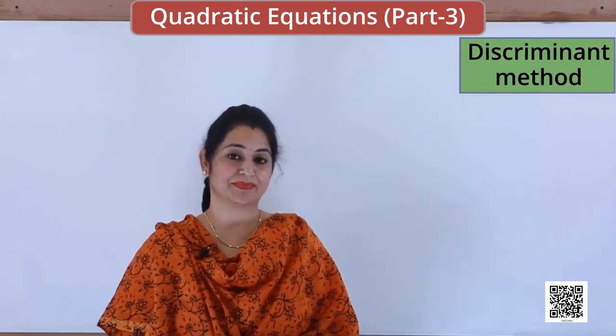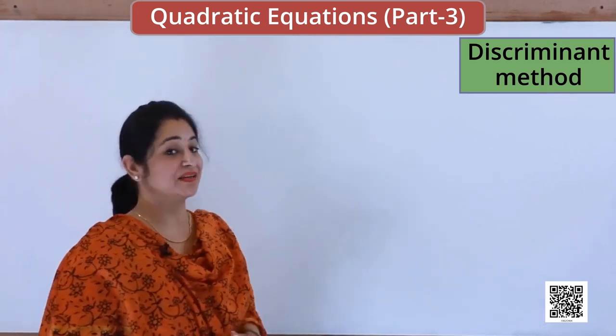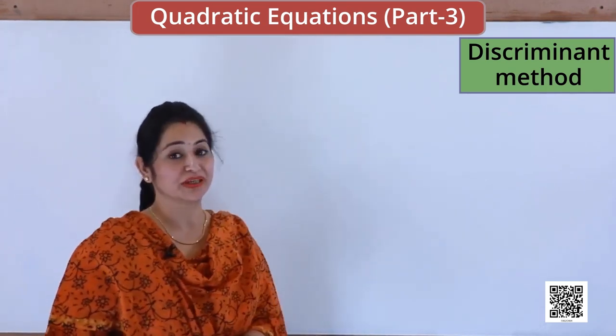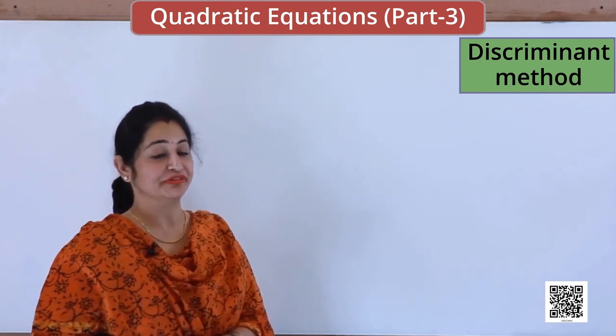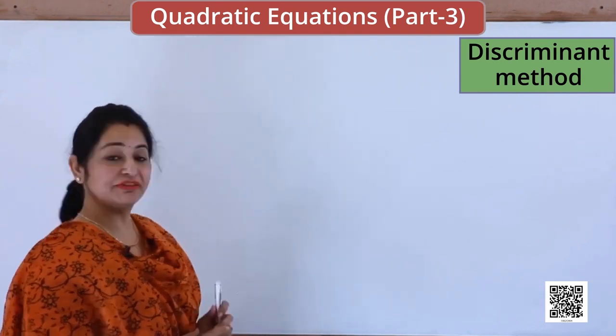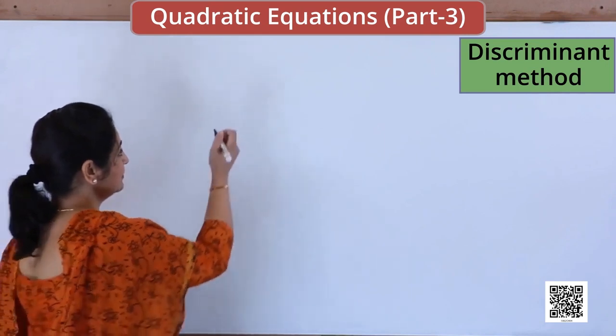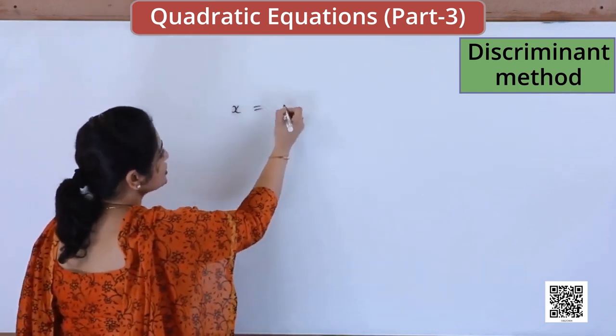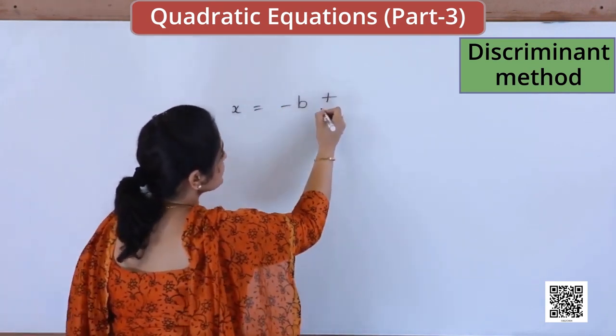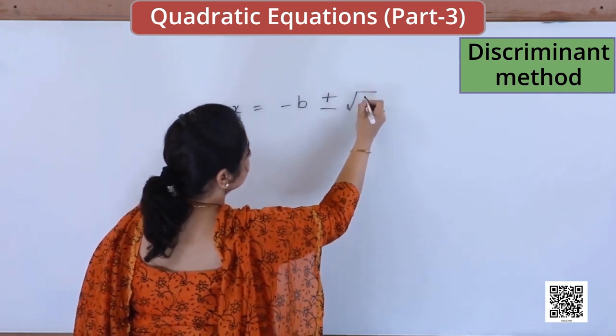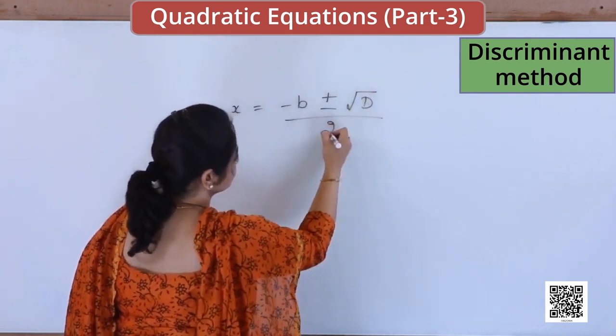So, let's see. Now, if I start by explaining the formula on the board, it will fill the whole board and you will feel fearful again. So, leave it for now and just see here. x equals minus b plus minus under root d upon 2a.